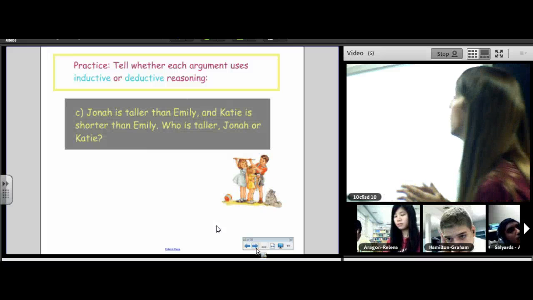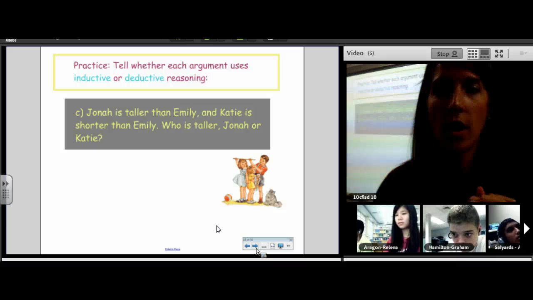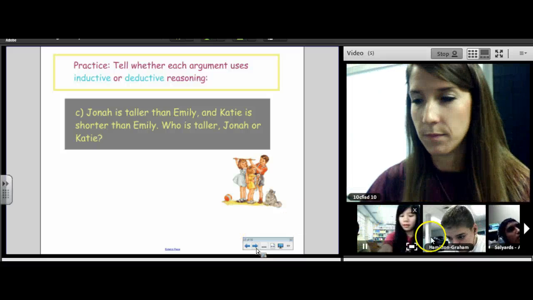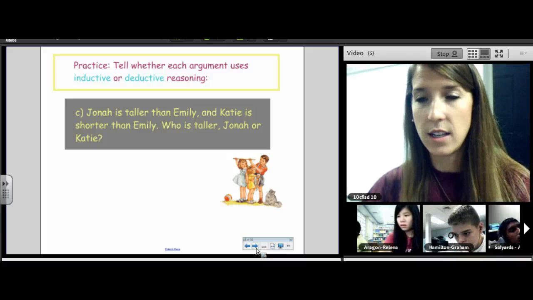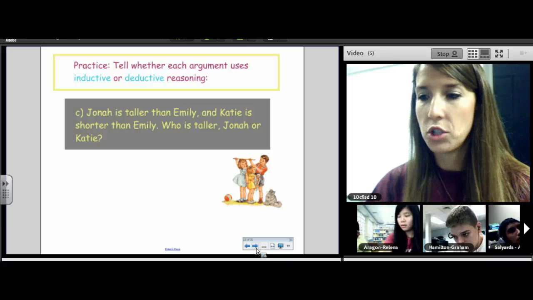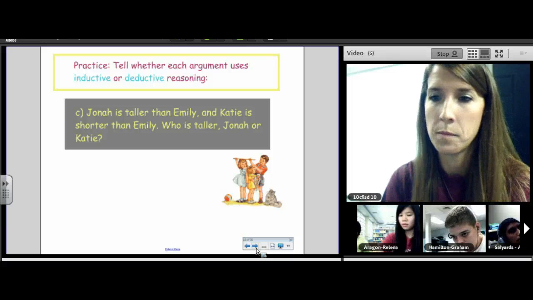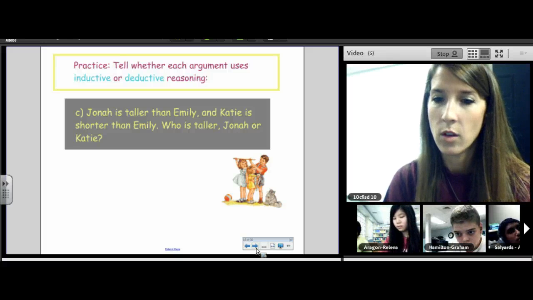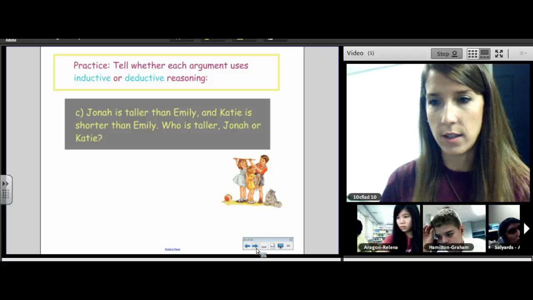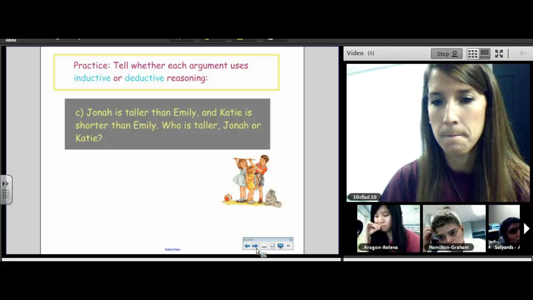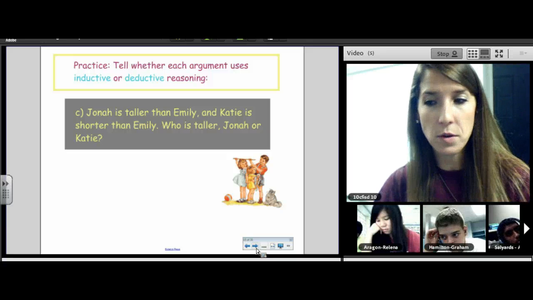Okay, next one. Jonah is taller than Emily and Kate is shorter than Emily. Who is taller, Jonah or Kate? Katie. I don't care who's taller. I just want to know if it's inductive or deductive. So change your answer if you need to change your answer in the poll. Would you solving this answer be inductive reasoning or deductive reasoning? Are you hypothesizing or are you concluding?